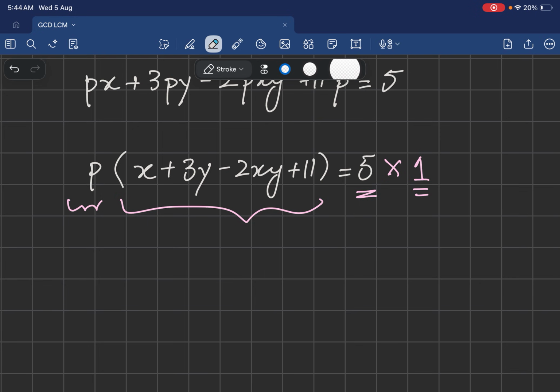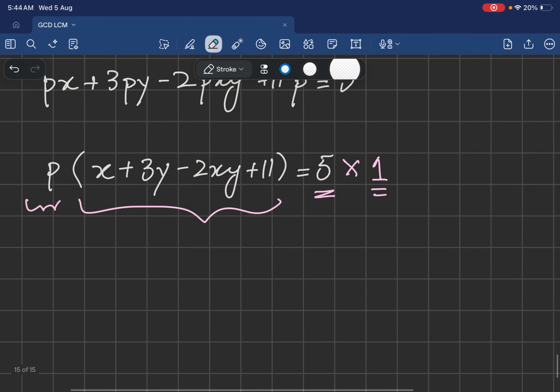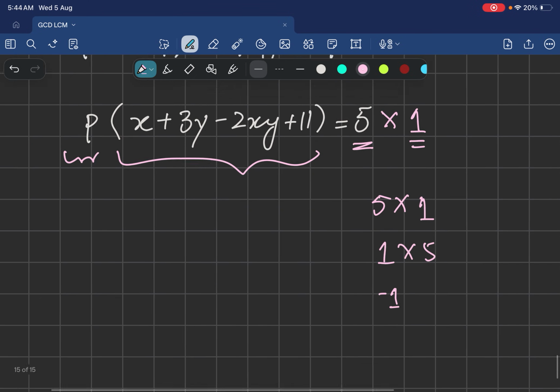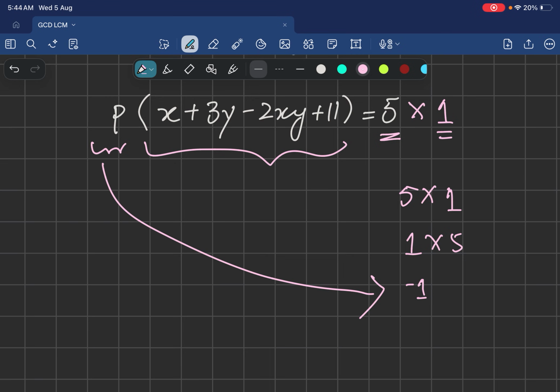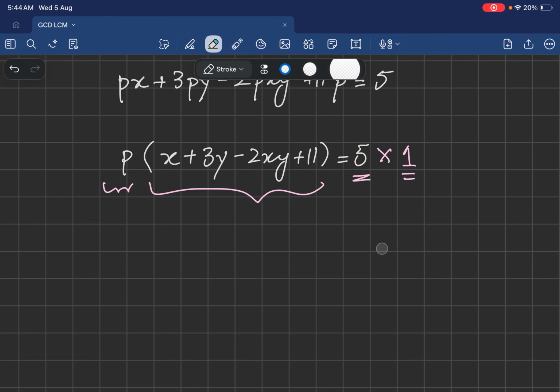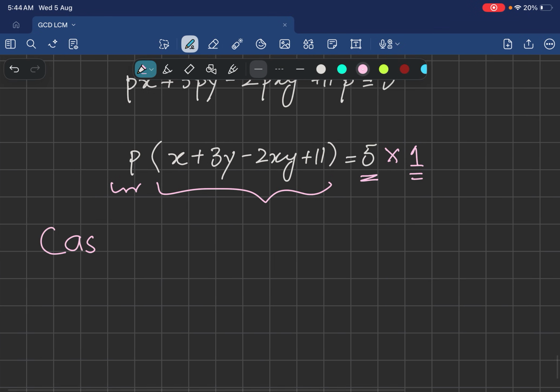this is a product of two numbers, and we know that 5 is a prime number. Its only factors are 5 and 1. It could only be written as 5 into 1 or 1 into 5. We are not doing the negative case because we know that p is positive, so we have to maintain this as positive and also this as positive. Therefore the only possible cases here are 5 into 1 and 1 into 5.